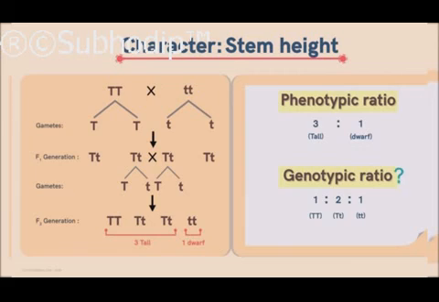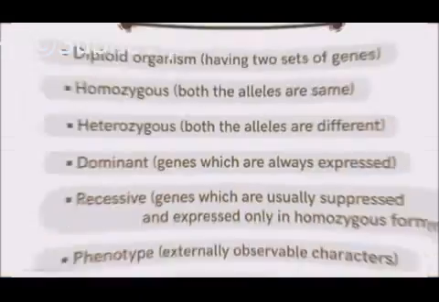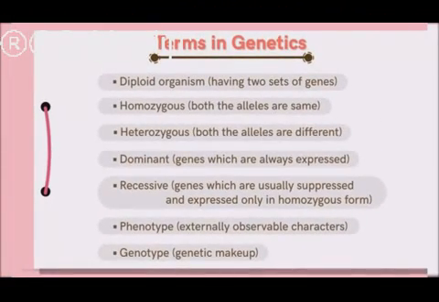How do we understand the genotypic ratio? Well, as we can see, we have 1 homozygous tall plant, 2 heterozygous tall plants, and 1 homozygous dwarf plant. So, the genotypic ratio is 1:2:1. Now, we are all well versed with the crosses and also a few important terms in genetics. Take a moment to go through these important terms once.